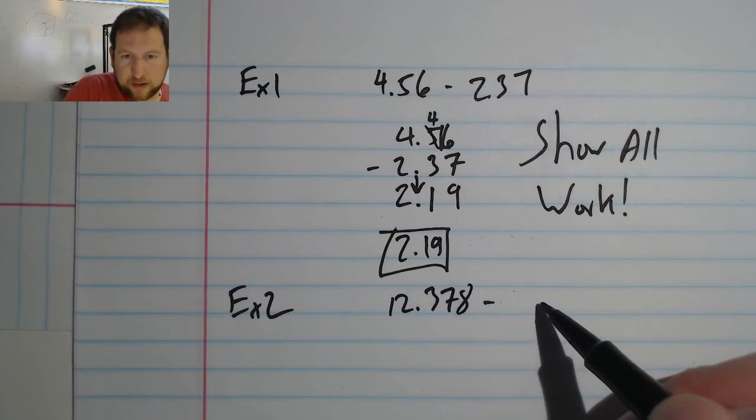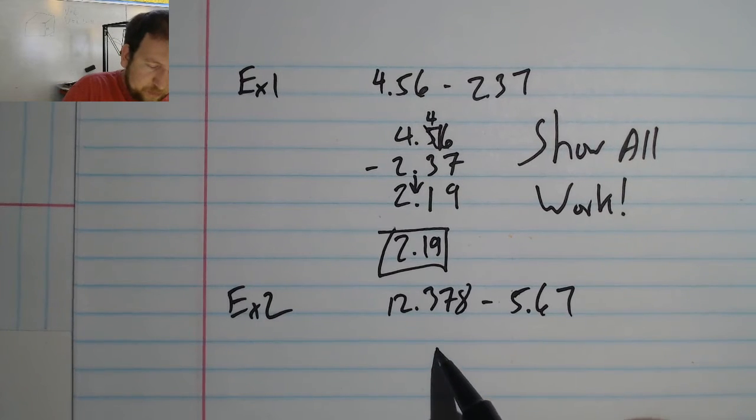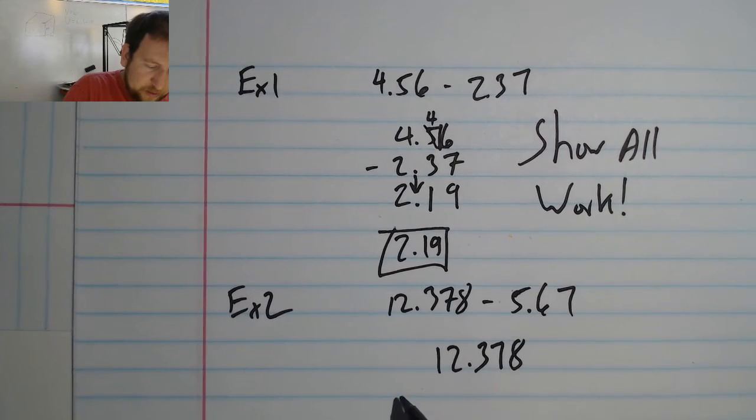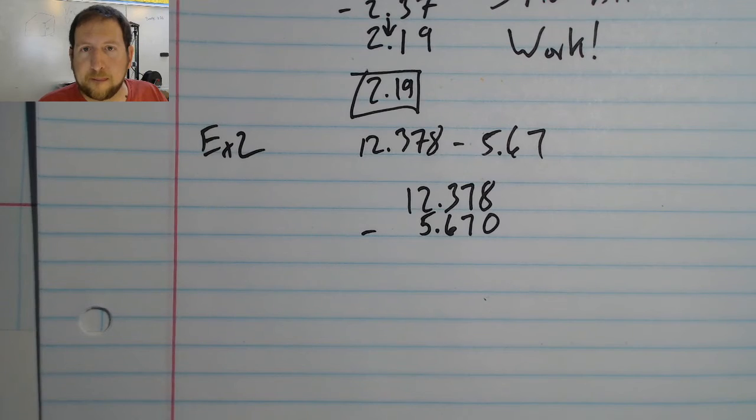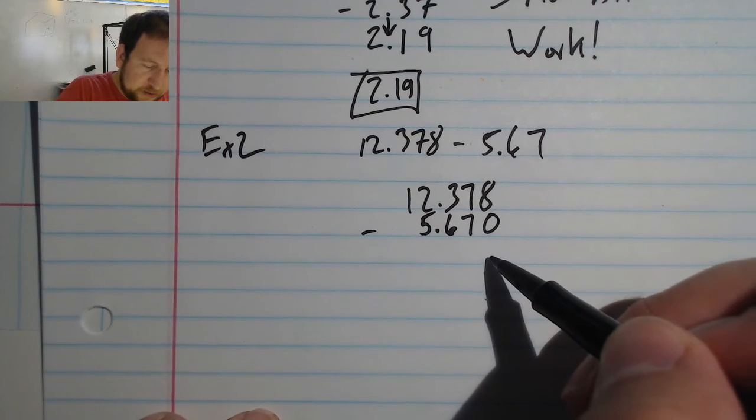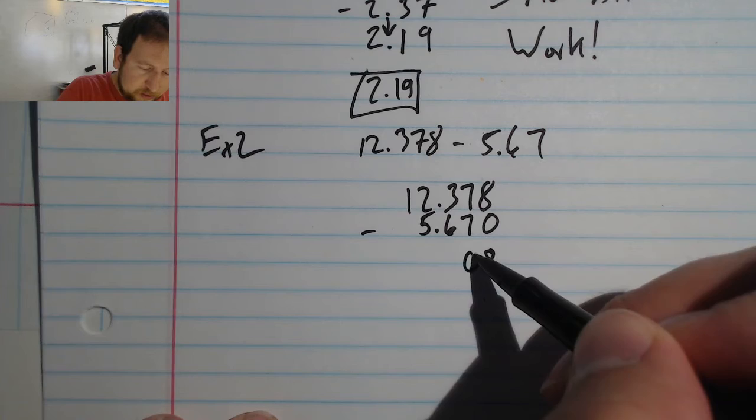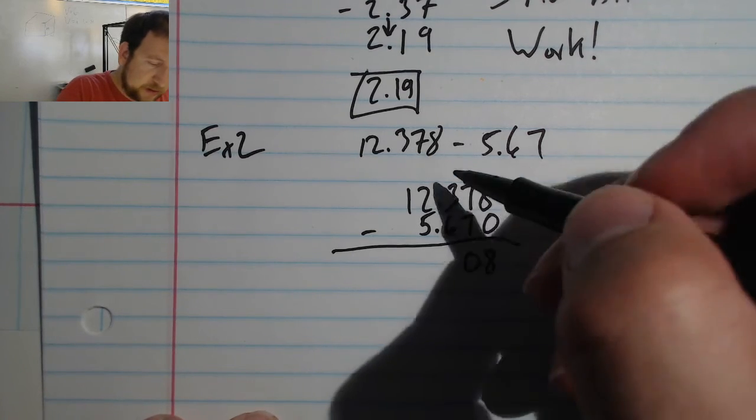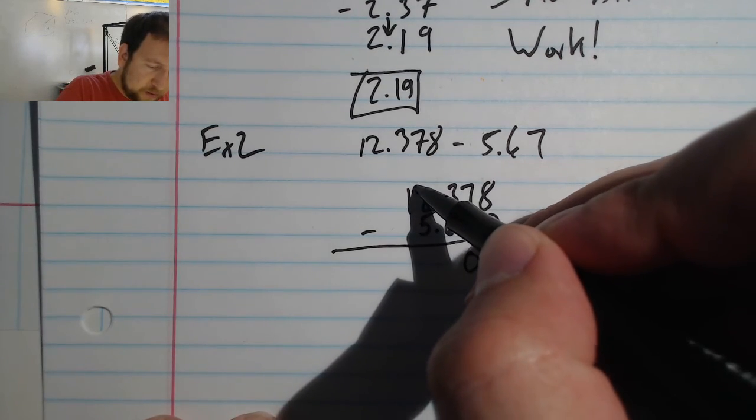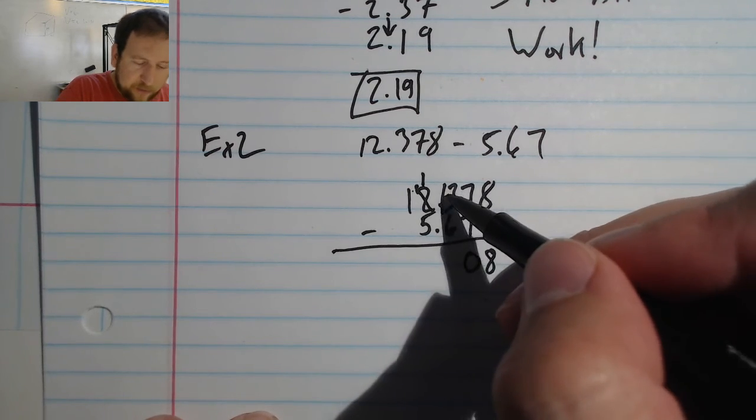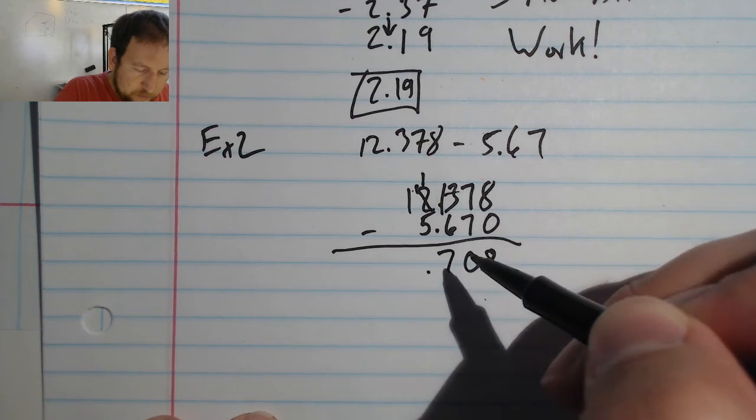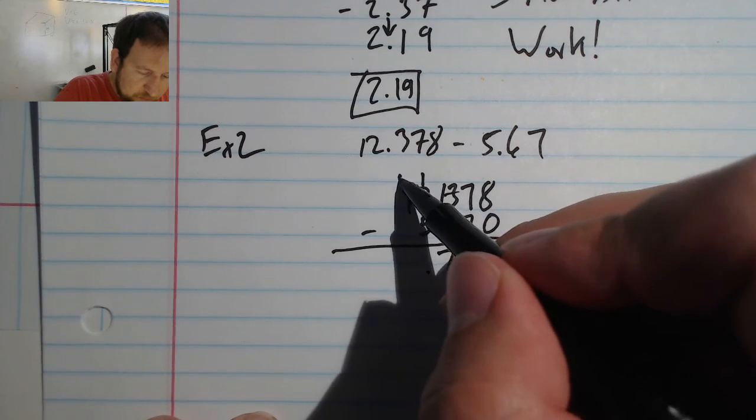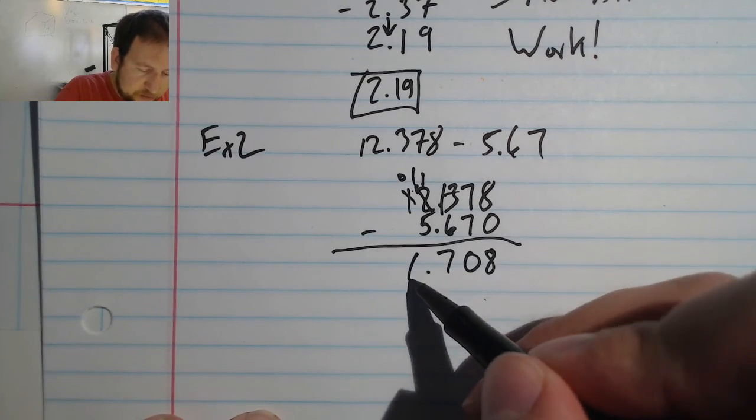12.378 minus 5.67. I can add a 0 in here so I know what I'm doing. 8 minus 0 is 8. 7 minus 7 is 0. 3 minus 6 can't do. Let's borrow. Turn this into a 1. Put a 10 here. 13 minus 6 is 7. Bring my decimal. 1 minus 5 can't do. Let's borrow. 11 minus 5 is 6.